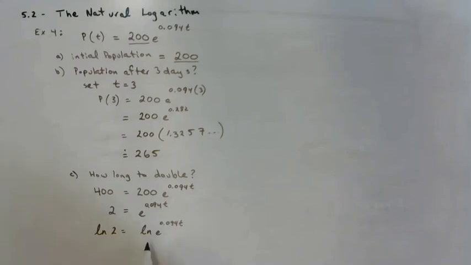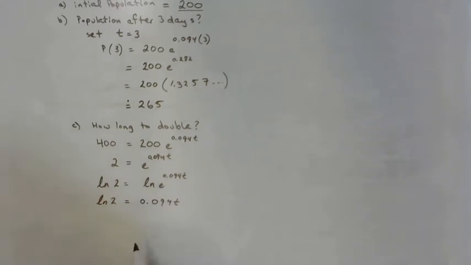Since the base of the natural log is just a log of e base e, we're really asking on this right side, what exponent do we need to raise e to, the base of the natural log function, in order to get e to the power of 0.094t? Well, the exponent that you need to raise e to get this is simply the exponent here. So on the right side, you reduce it to its exponent, 0.094t. On the left side, we have the natural log of 2. And now I can divide both sides by 0.094.